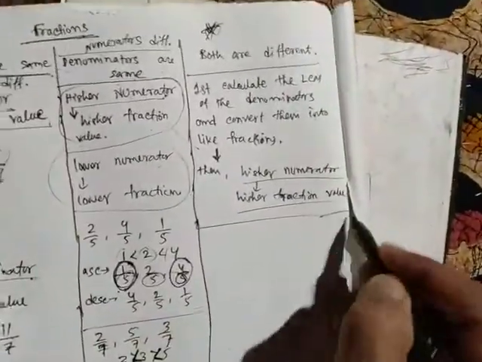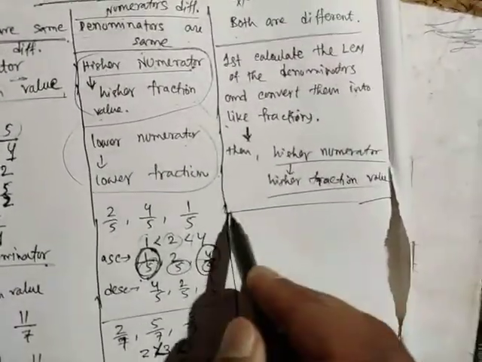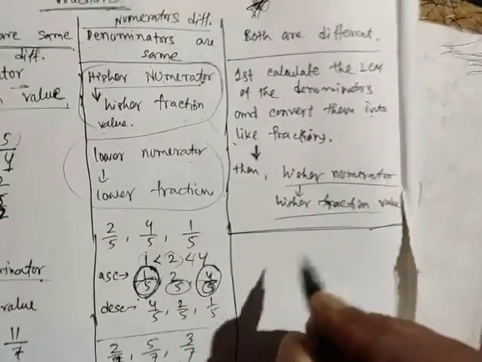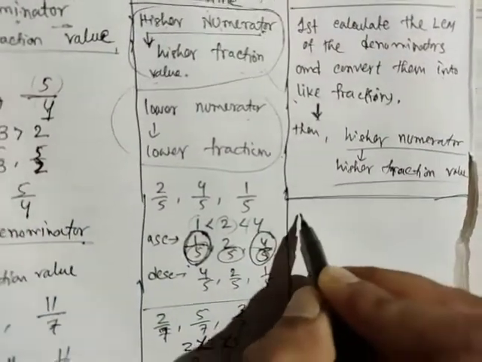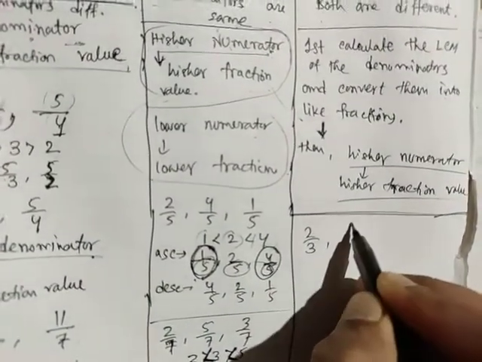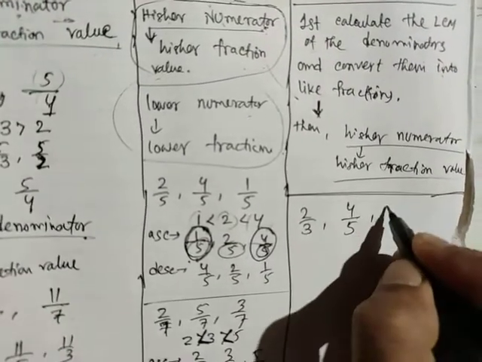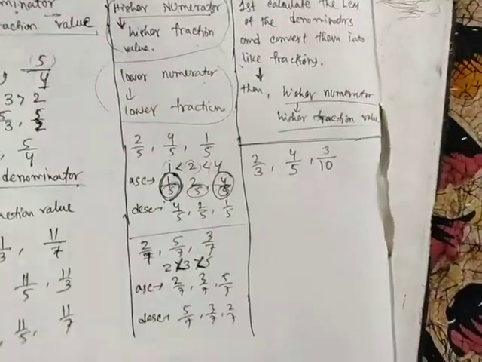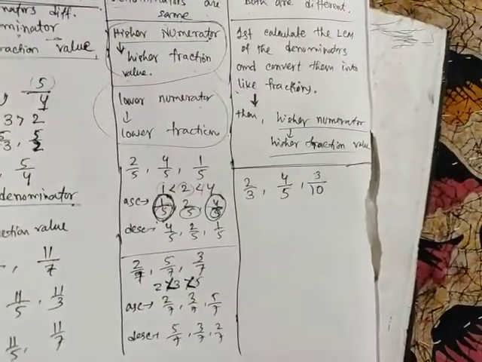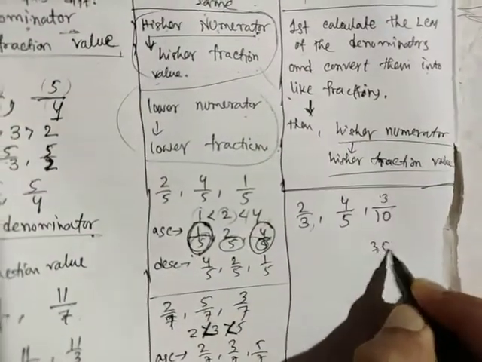Next, it is very important. I have told you it is very important. So first you have to convert all the fractions into like fractions. To do this, first we have to calculate the LCM of all the denominators. So first I am writing some fractions. Suppose you have given 2 upon 3, 4 upon 5 and 3 upon 10. Okay. So now we have to first calculate the LCM of all the denominators.